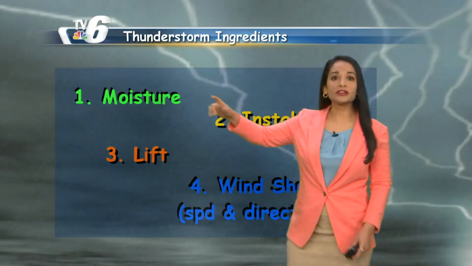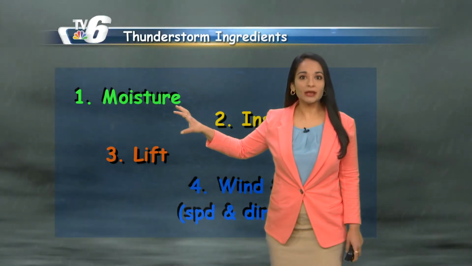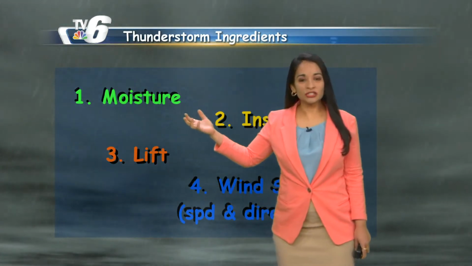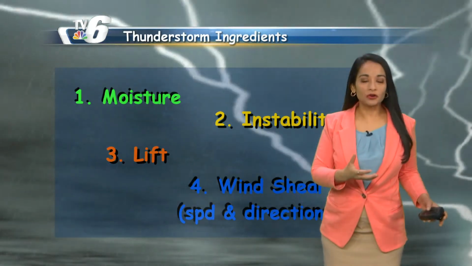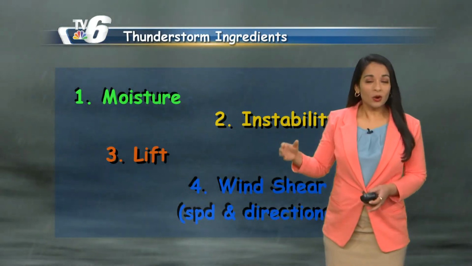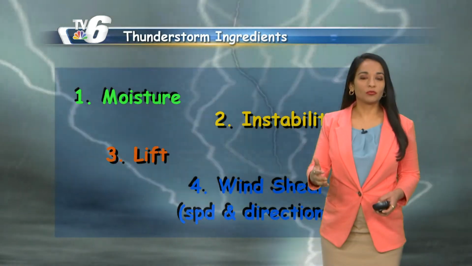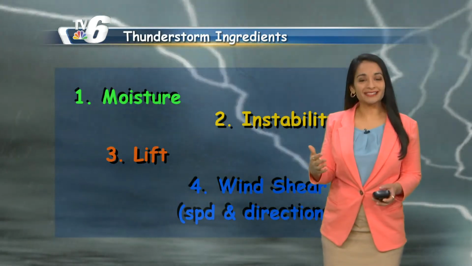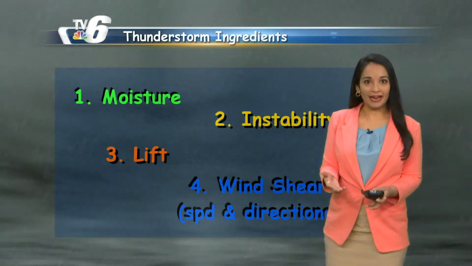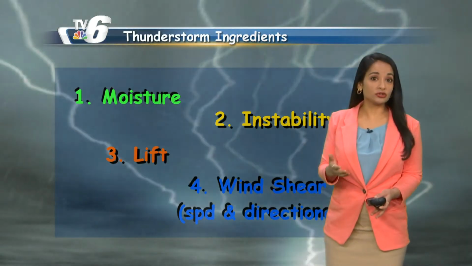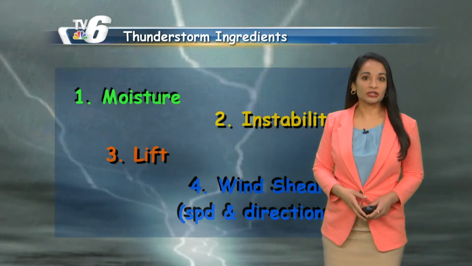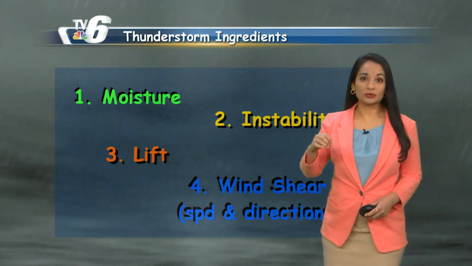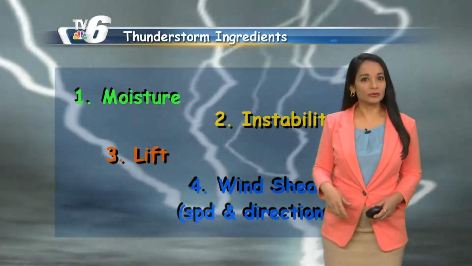So as far as moisture is concerned, we're talking about warm, moist air. Okay, so to add moisture, usually that comes from the Gulf of Mexico or the Atlantic Ocean. We look at dew point temperatures to analyze the amount of moisture within the atmosphere. Usually you need dew point temperatures at least 50 degrees, if not higher. Ideal conditions would be 60s for dew point temperatures.